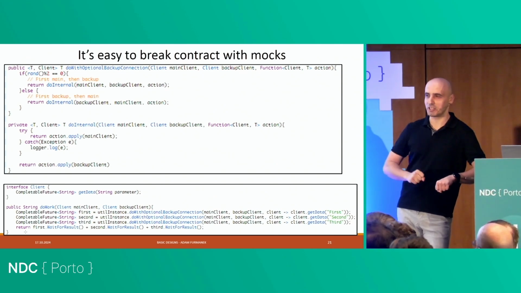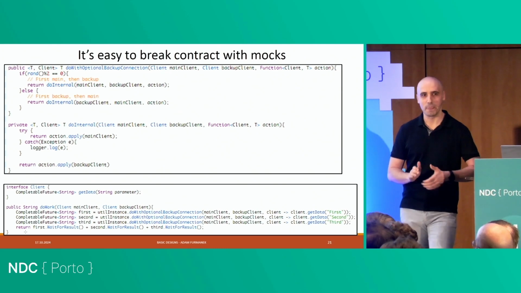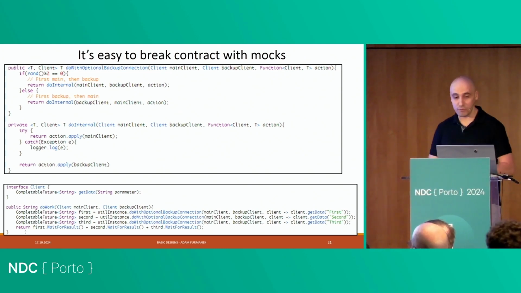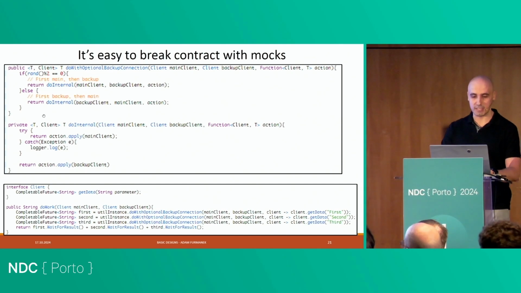Exception, that's a good direction. Okay, what we did is we broke the LSP here. If you remember how I was explaining this method, I told you that this method takes the first client and tries to do something with it. If it breaks and throws the exception, then it uses the second client.